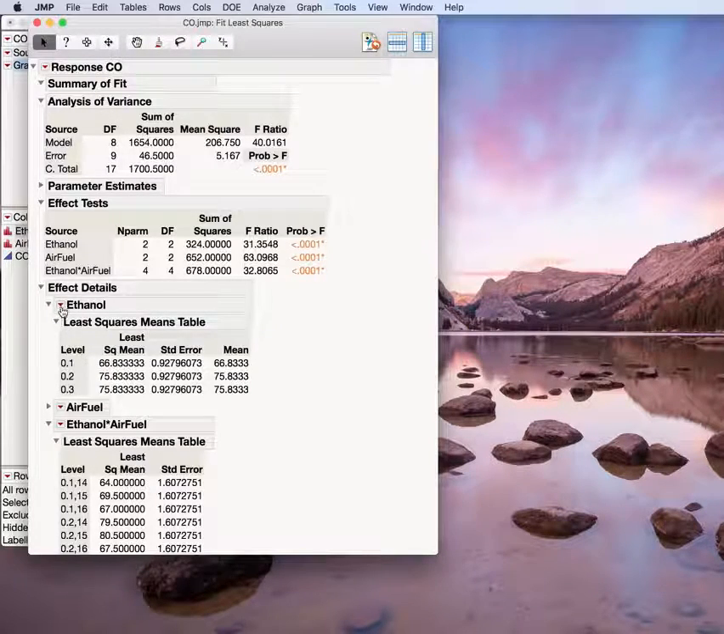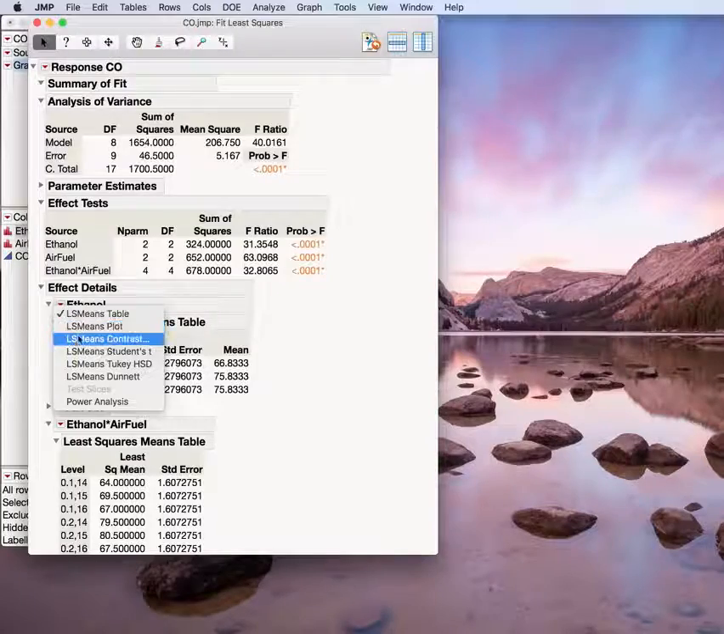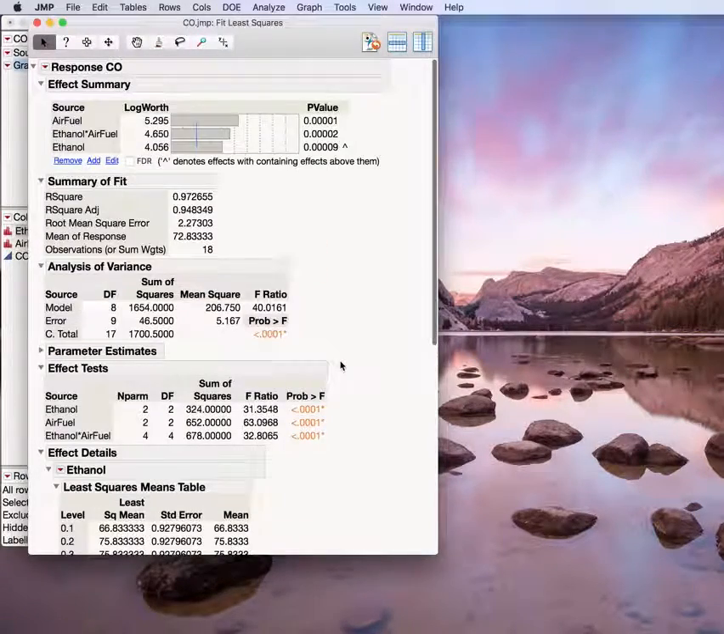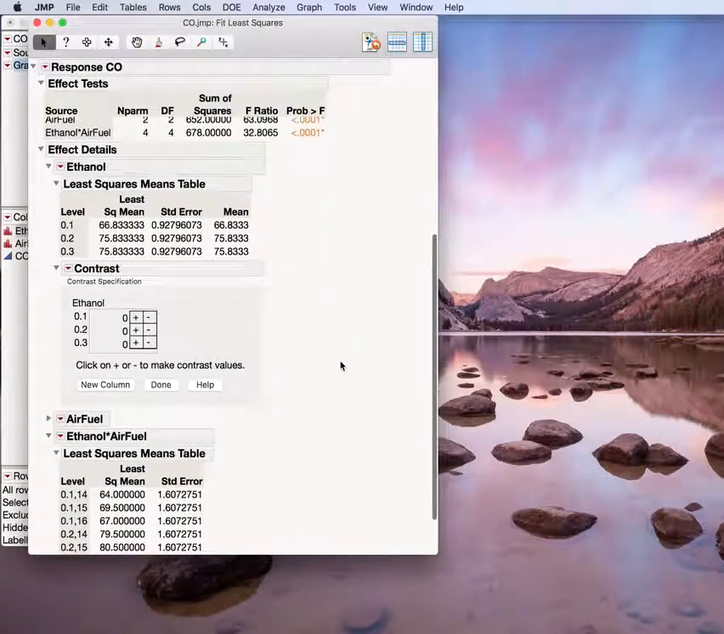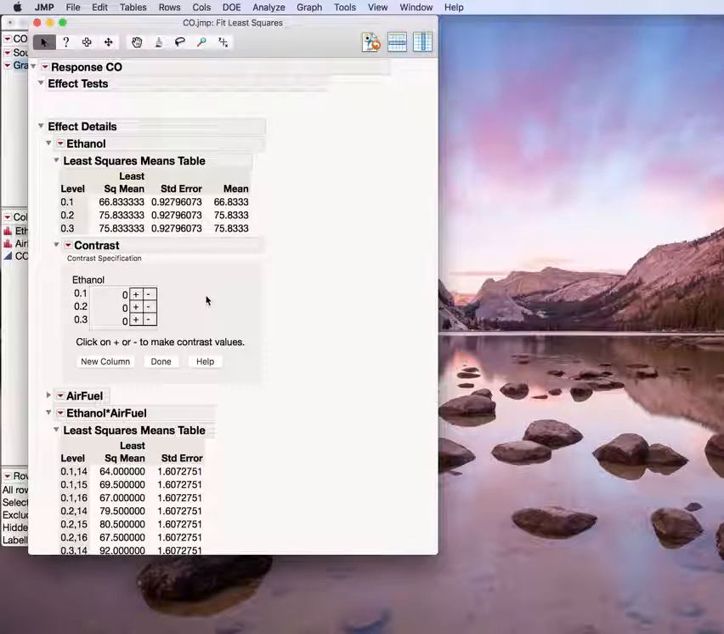So if I want to do my two main effect contrasts for ethanol, I can do it right here, and I go to Estimate means contrast. Got to scroll back down. So the one thing that JMP requires when you do these contrasts, I'm not sure if I mentioned it previously, is all the positive coefficients have to add up to 1 and all the negative coefficients have to add up to 1. So for my linear main effect, I'm comparing the low level to the high level.